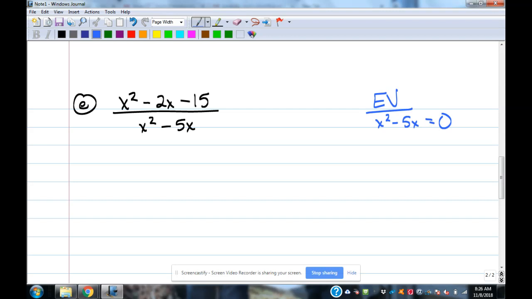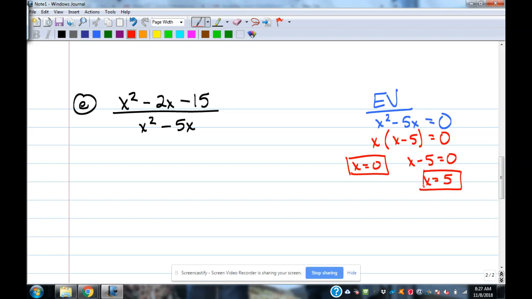So how do I factor x squared minus 5x? It's only got 2 terms, but before I even get to that part, what am I supposed to be looking for? Greatest common factor. That's the first thing I always look for factoring is greatest common factor. What do x squared and 5x have in common? X. So I factor out an x, and that leaves x minus 5. And then what do I do with each of those factors? Set them equal to 0. So this one, x equals 0 is an excluded value. X equals 5 is an excluded value.